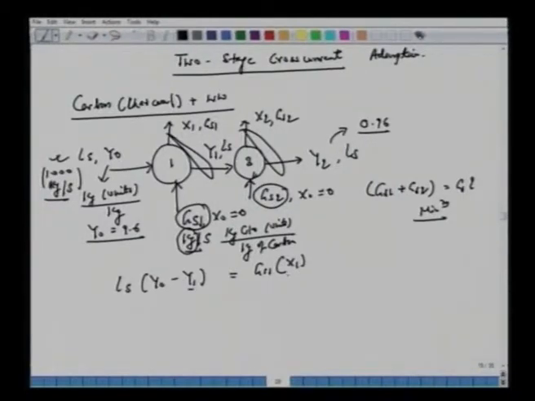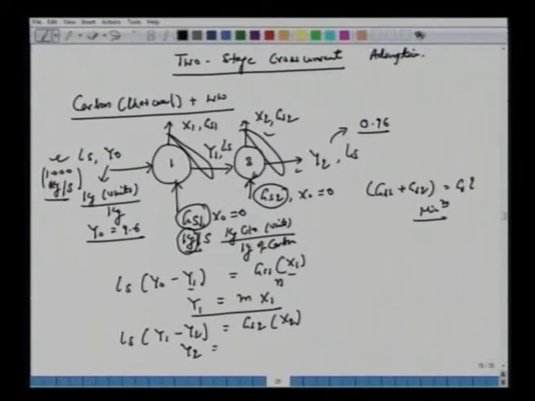And Y1 and X1 are in equilibrium, so they are determined by the isotherm. So we can write Y1 as equal to m x1 to the power n. Similarly, we can write for the second stage LS (Y1 minus Y2), the reduction across the second stage, which should be equal to GS2 times (X2 minus X0), where X0 is 0 here. Then Y2 and X2 are on the equilibrium, so Y2 equals m x2 to the power n.